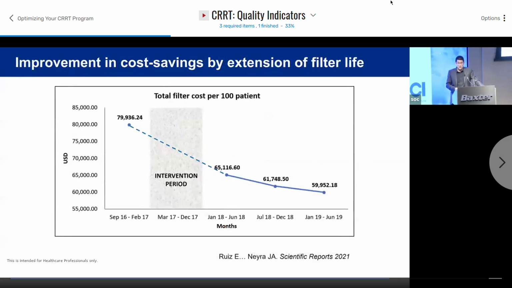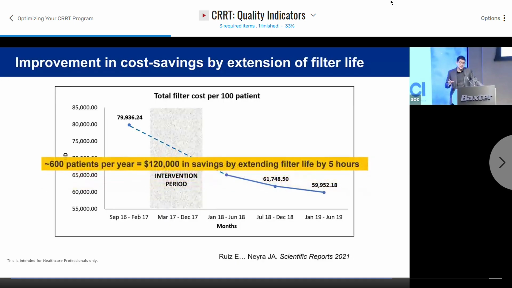This translates into an improvement of $20,000 per 100 patients. That's calculated based on the filter cost at that time. And in a practice like UK that had about 600 patients per year, this translates into about $120,000 in savings, just by extending your filter life by 5 hours.